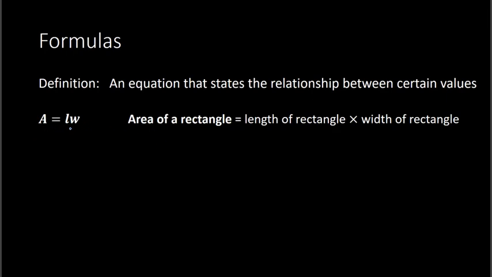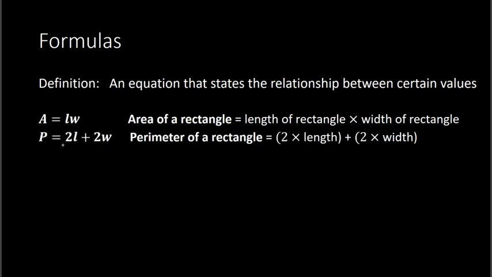A equals L times W. Area equals the length of the rectangle times the width of the rectangle. The perimeter of a rectangle is we have 2L plus 2W, which means we have 2 times the length plus 2 times the width. That is the perimeter.